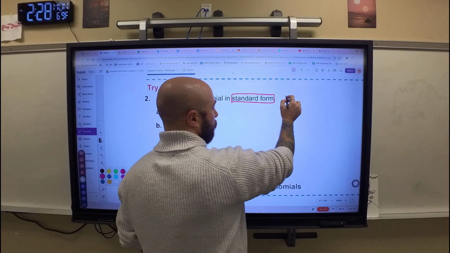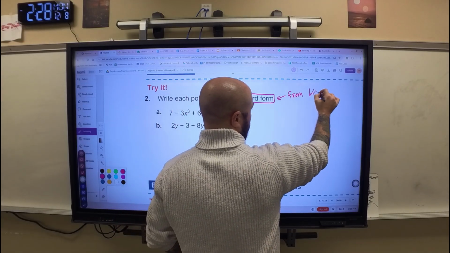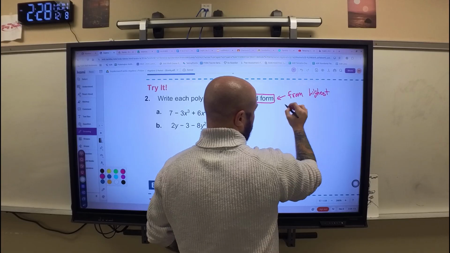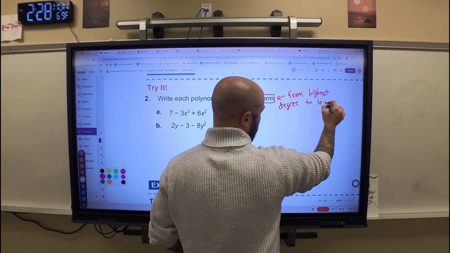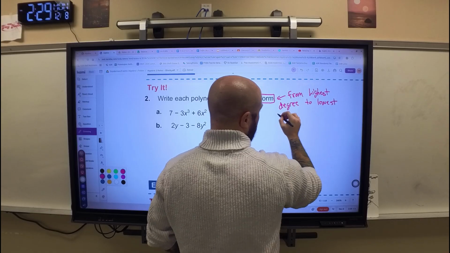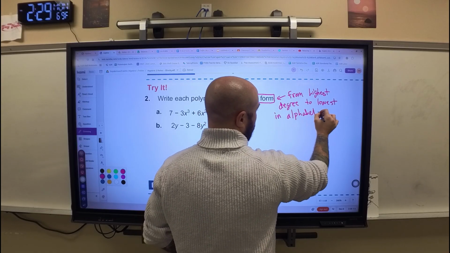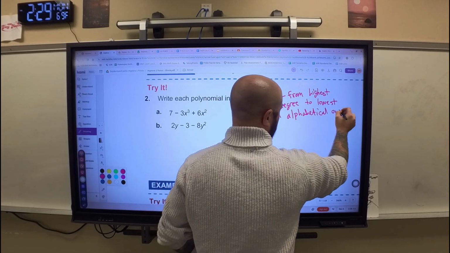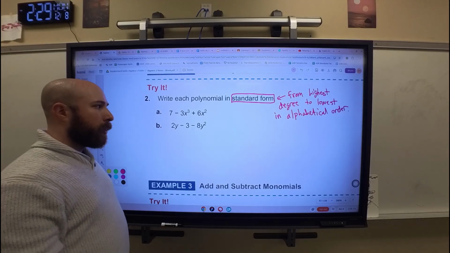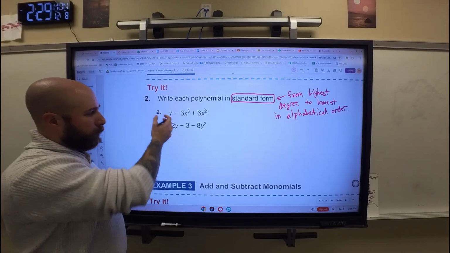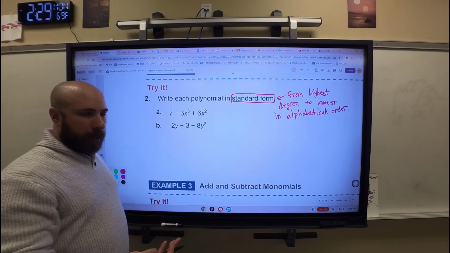With standard form, we're going to write from highest degree to lowest in alphabetical order. Okay? So we basically want to rewrite what we have written in a much better-looking way.